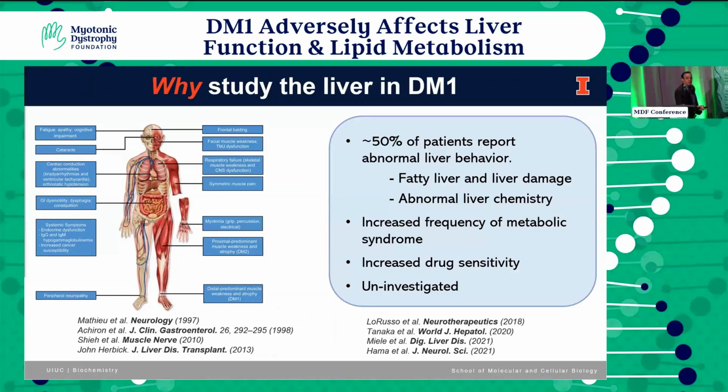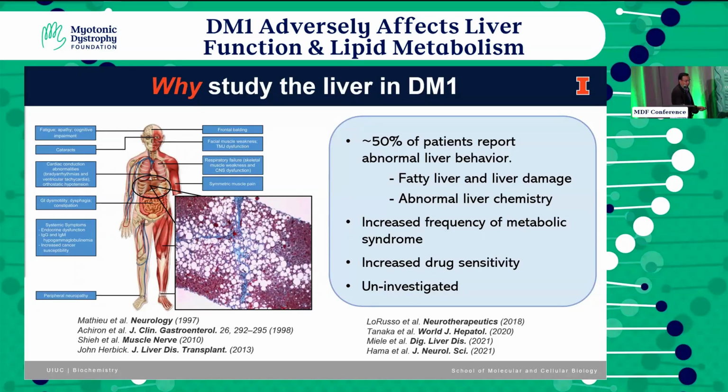You might be wondering, why should we study the liver for DM1? We have heard for the last couple of days that DM1 affects multiple tissues. These include skeletal muscle, cardiovascular, gastrointestinal, and central nervous systems. Over the last 10 years, it has become clear that the liver is another organ that is affected in DM1. And almost 50% of the patients report abnormal liver behavior. That includes sometimes a fatty liver phenotype, and in other cases, abnormal liver chemistry.